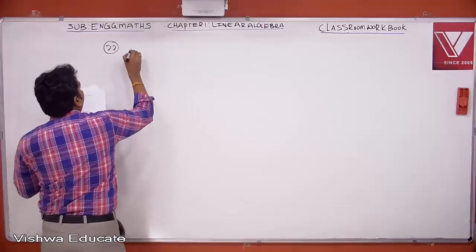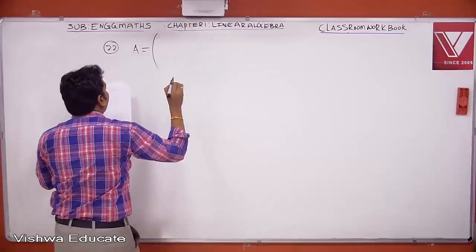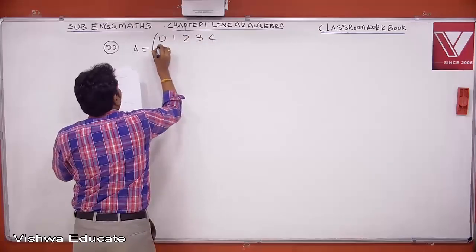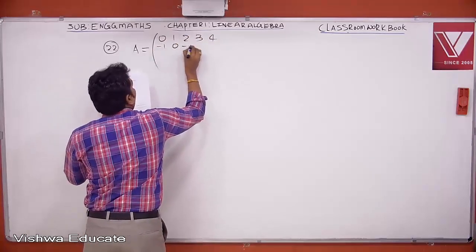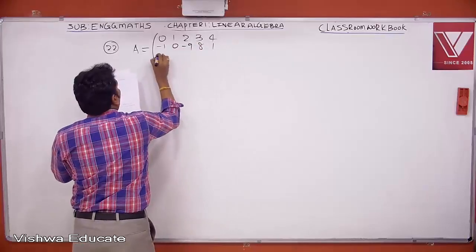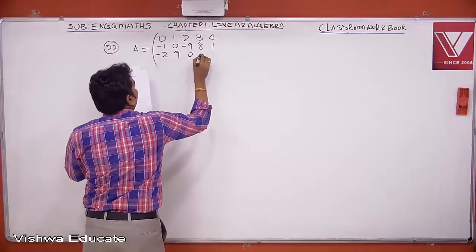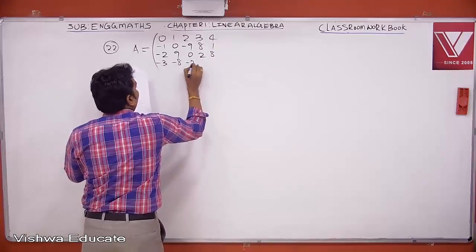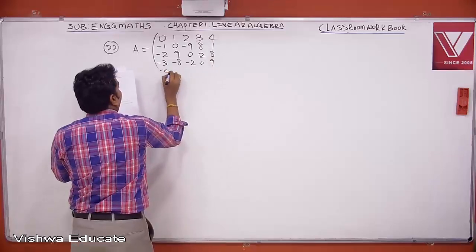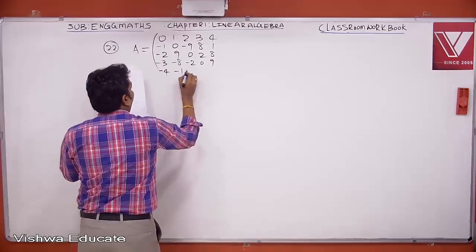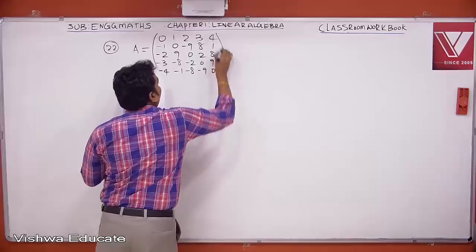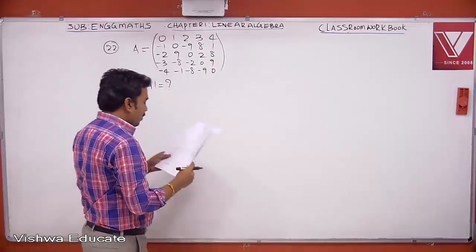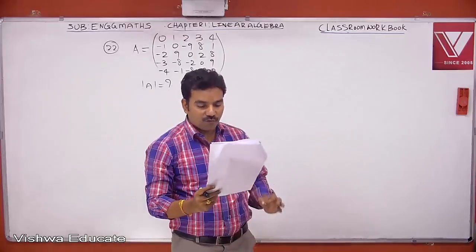So what is this? If A equals the 5 by 5 matrix with rows 0, 1, 2, 3, 4; minus 1, 0, minus 9, 8, 1; minus 2, 9, 0, 2, 8; minus 3, minus 8, minus 2, 0, 9; minus 4, minus 1, minus 8, minus 9, 0, then what is det A? This is a highly laborious question.